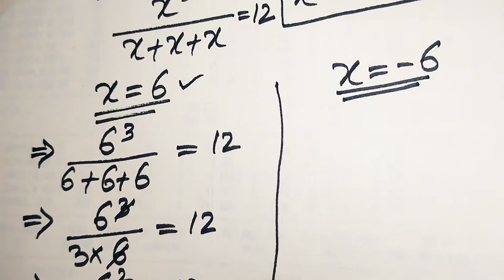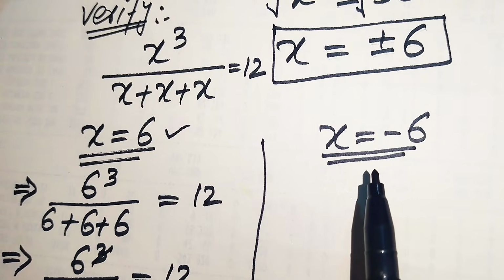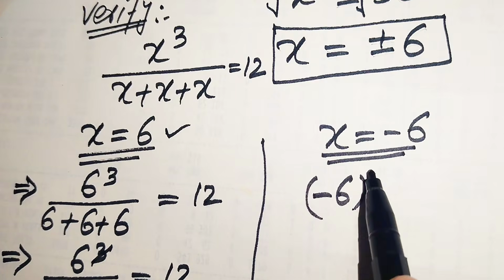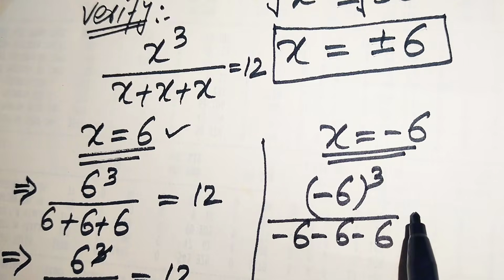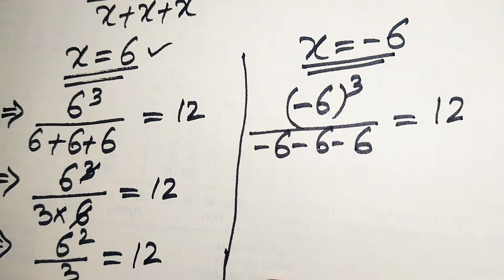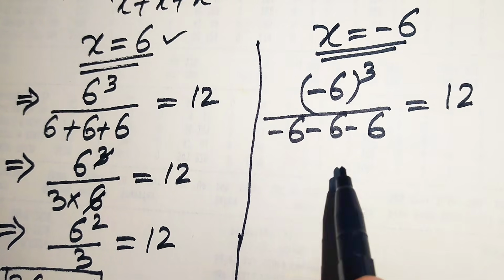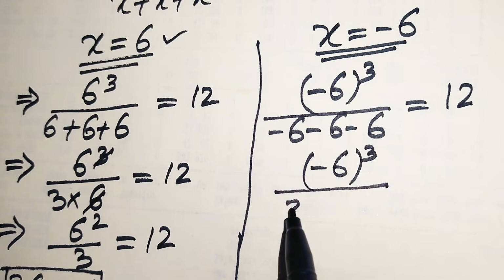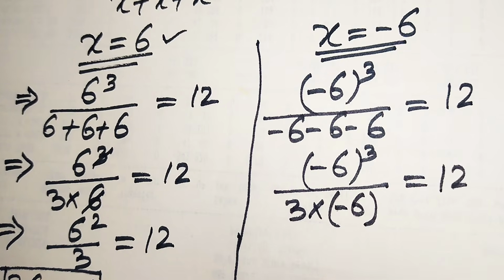In the same pattern we need to verify the second value of x. So this is x equals minus 6, and now we put x equals minus 6 into the left hand side, and it becomes minus 6 cubed divided by minus 6 minus 6 minus 6 equals 12. In the next step we have minus 6 cubed, and in the denominator we have minus 6 added 3 times, so we write it as 3 times minus 6, and this equals 12.